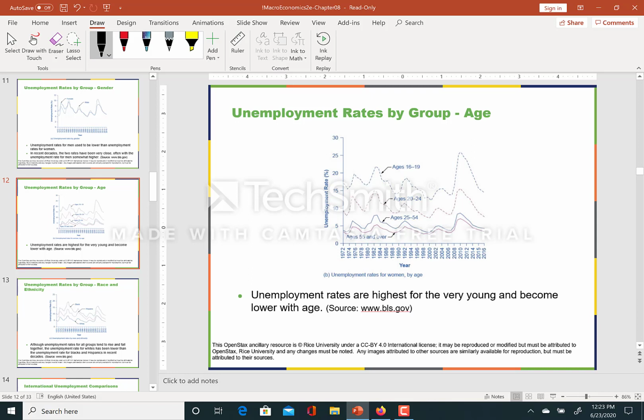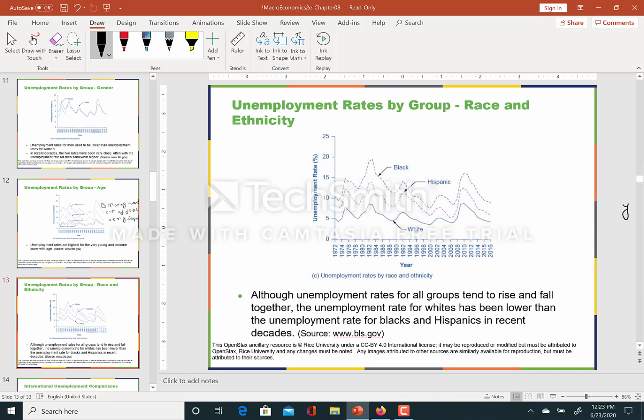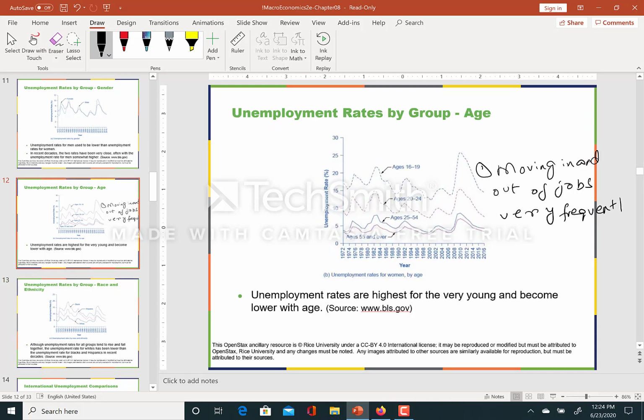One of the reasons is the younger population, this group, are moving in and out of jobs very frequently compared to the older population. So the older population is sometimes these guys are just retiring. If these guys are retiring, they will be out of labor force. That means neither employed nor unemployed.